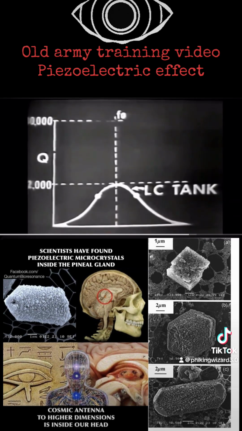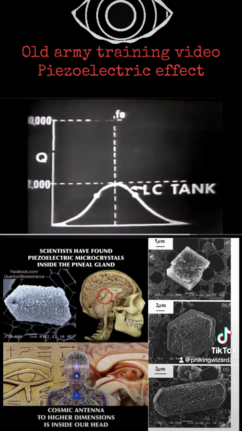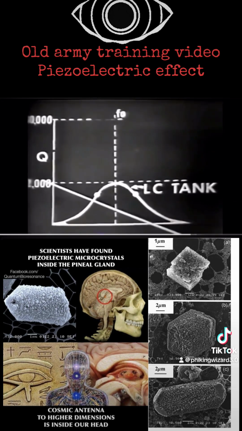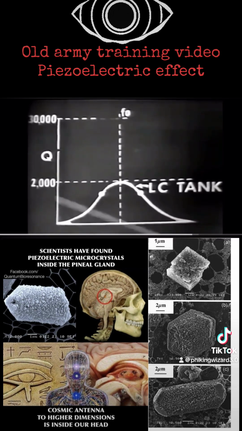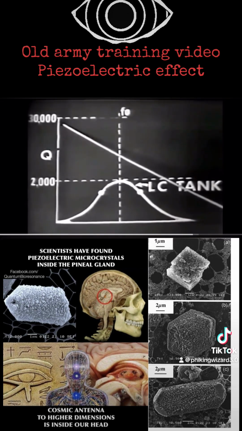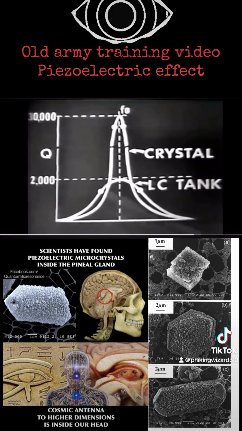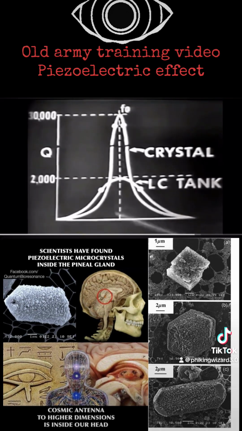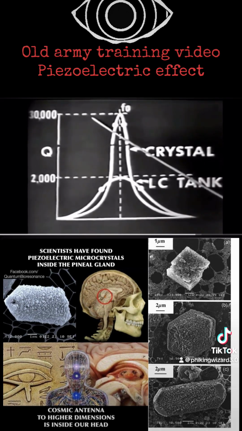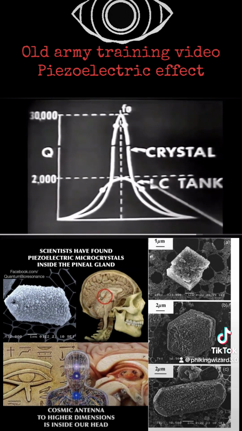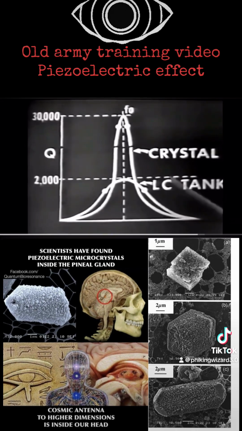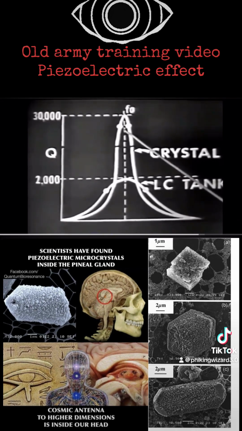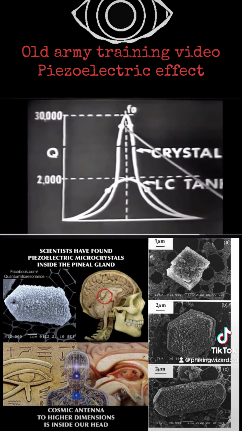The Q of an LC tank circuit is seldom greater than 2,000, whereas the Q of the crystal is sometimes as great as 30,000. And comparing these two, you can see that the Q of the crystal would be many times greater than that of the LC tank circuit. Now, because of the high Q, this would mean that the crystal would have better frequency stability.